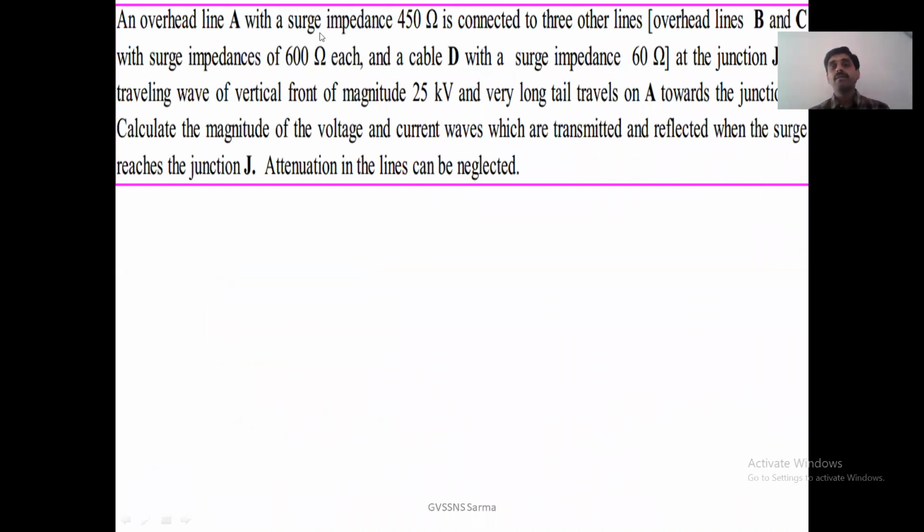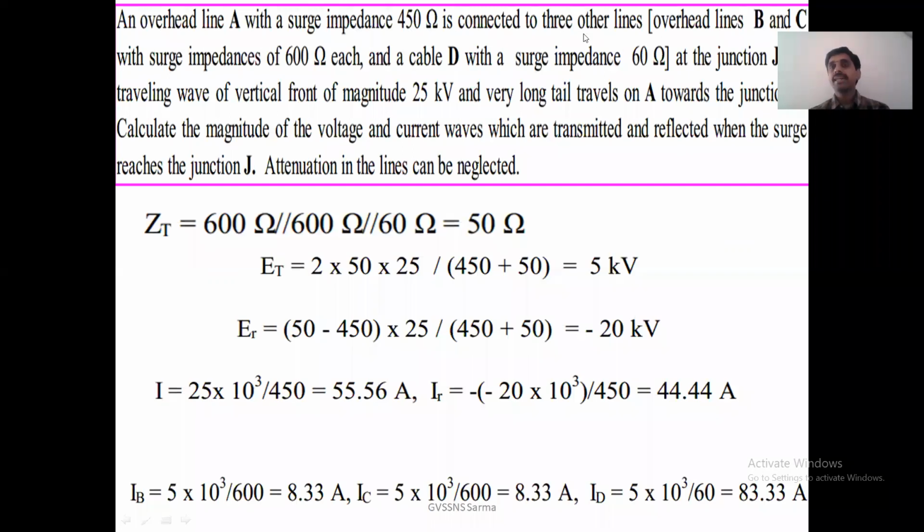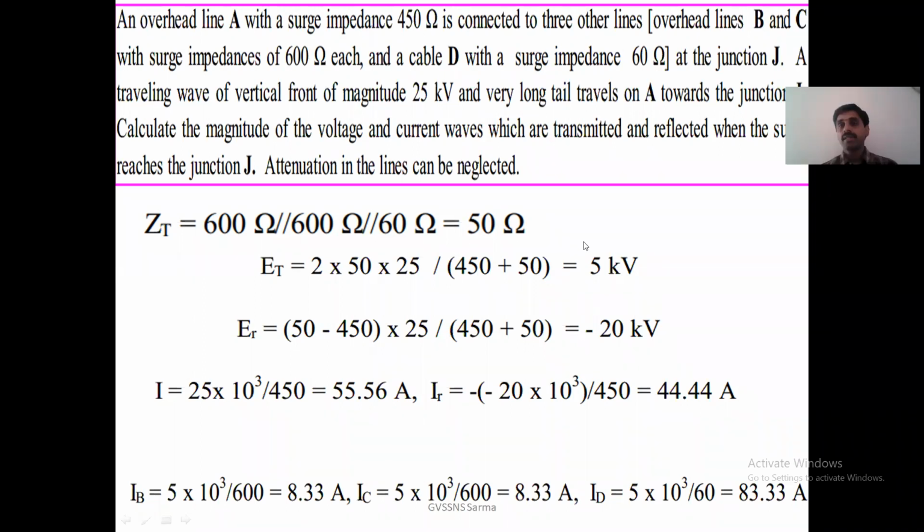An overhead line A with a surge impedance of 450 ohms is connected to 3 other lines. There are 2 overhead lines B and C, whose surge impedances are each 600 ohms, and there is a cable D with a surge impedance of 60 ohms at junction J. That means one line is connected to 3 lines, 2 are lines and one is a cable, all in parallel. A traveling wave of vertical front of magnitude 25 kilovolts, with a very long tail, travels on A towards the junction J. Calculate the magnitude of the voltage and current waves which are transmitted and reflected when the surge reaches the junction J.